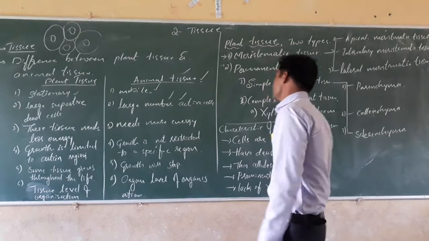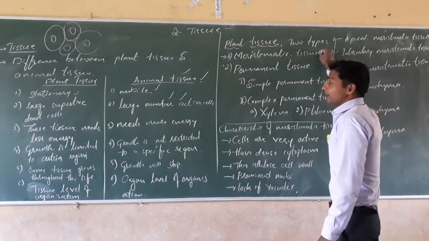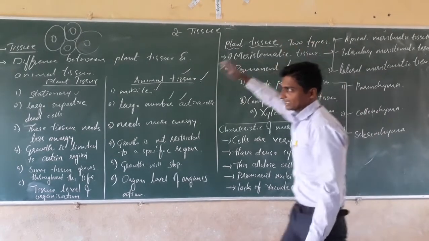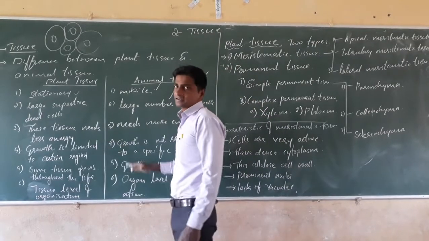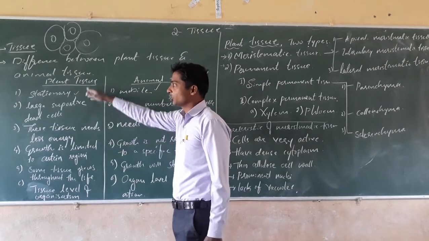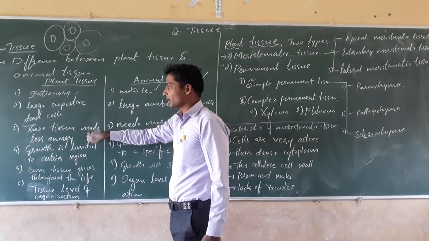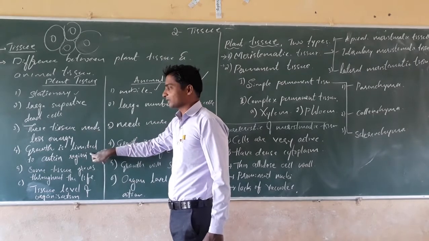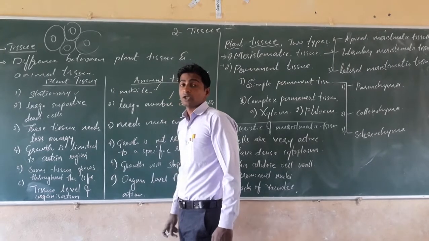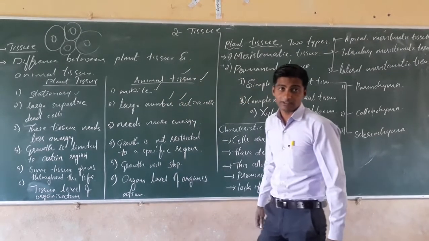First, plant tissue. Plant tissue is mainly present in the plants. We are studying the characteristics of the plant tissue. You can write the characteristics of the plant tissue, and also of the animal tissue, and the difference between the plant tissue and animal tissue. Here, stationary, large supportive dead cells are there. In case of plant tissue, they need less energy. Growth is limited in a certain region, and in other regions the growth will be continued until the end of life. Next, tissue grade of organization. These are the characteristics of the plant tissue.